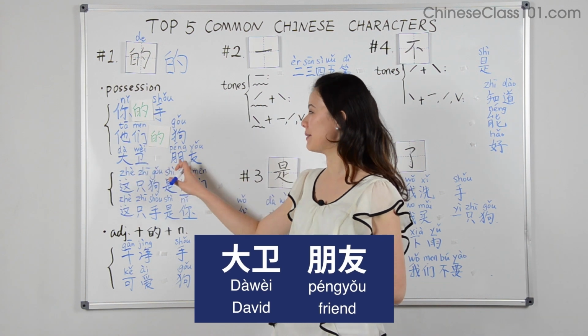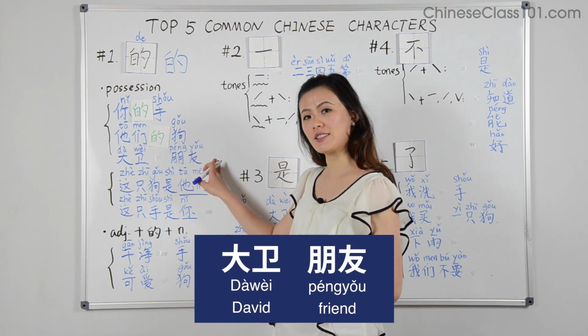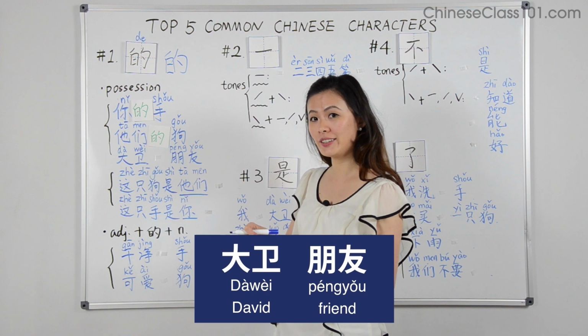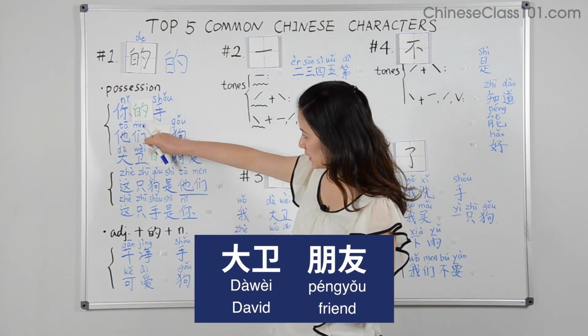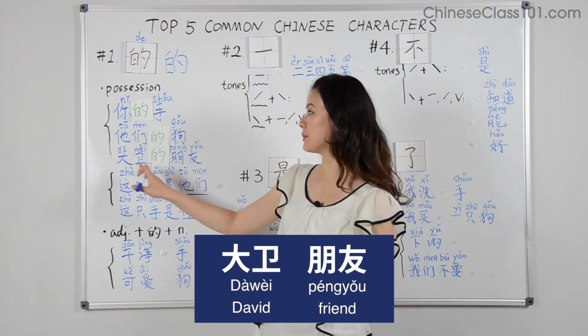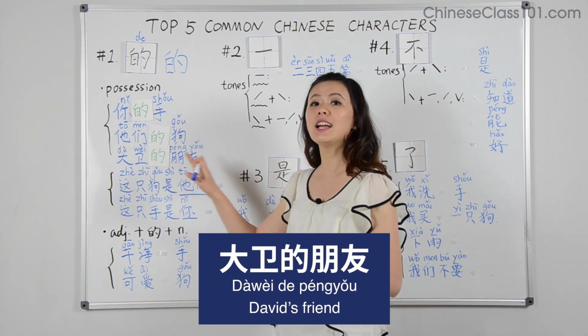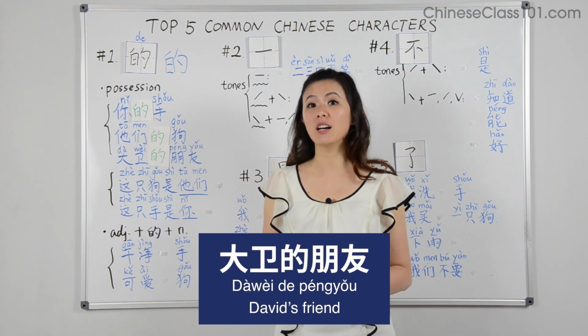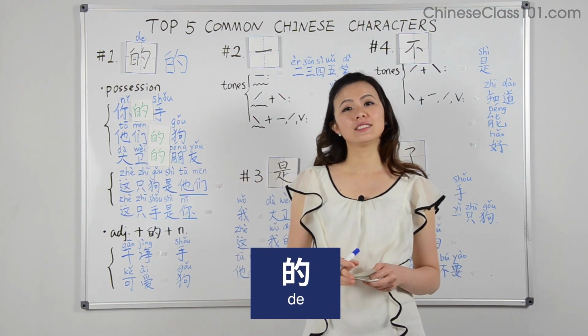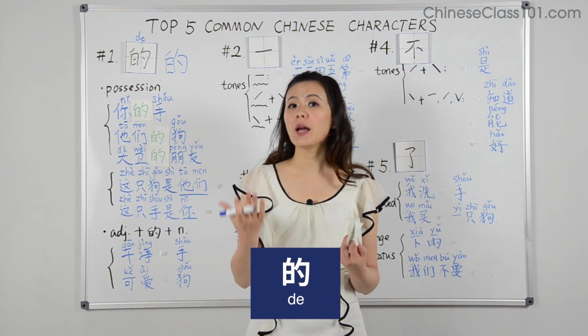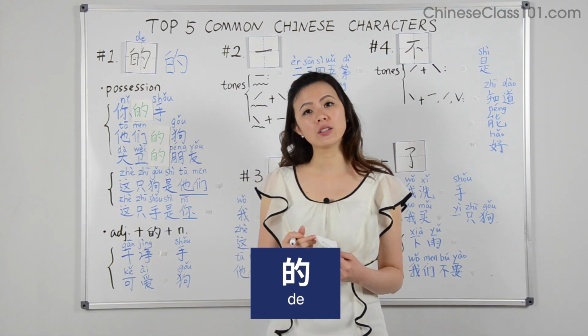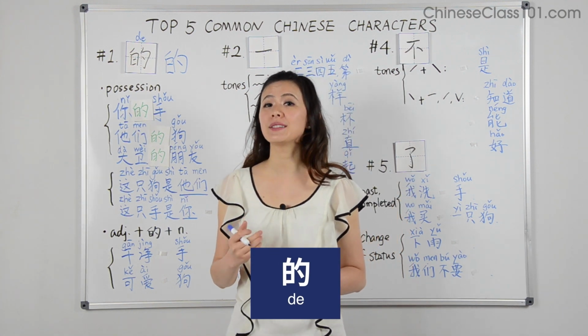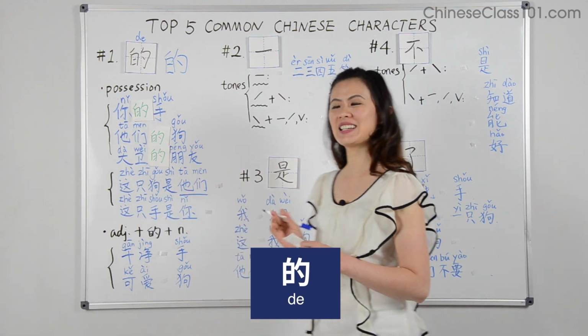大卫 is the Chinese translation of the name David. 大卫 and 朋友 means friend. So 大卫 朋友 and we link them with the 的. This phrase becomes 大卫的朋友 David's friend. 大卫的朋友。的 also indicates possession by turning a noun or pronoun into a possessive noun. Let's look at some examples.